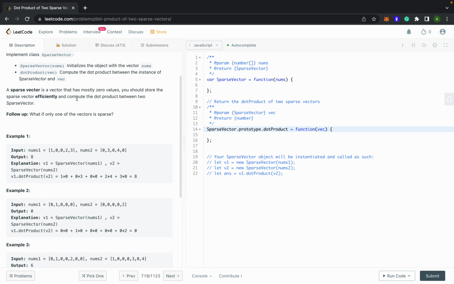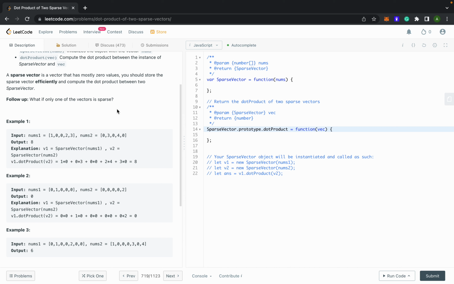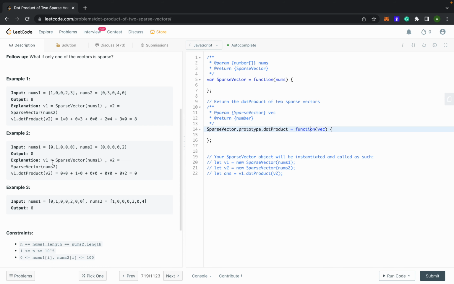A sparse vector is a vector that has mostly zero values. You should store the sparse vector efficiently and compute the dot product between two sparse vectors. What if only one of the vectors is sparse? That shouldn't matter. Anyway, this is the question, and it's an interesting problem. Let's look at some of the examples.